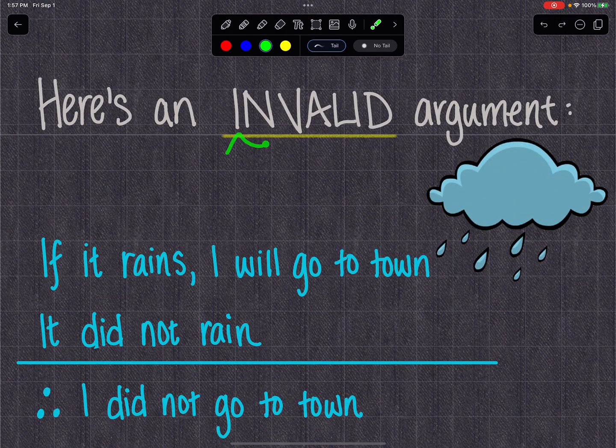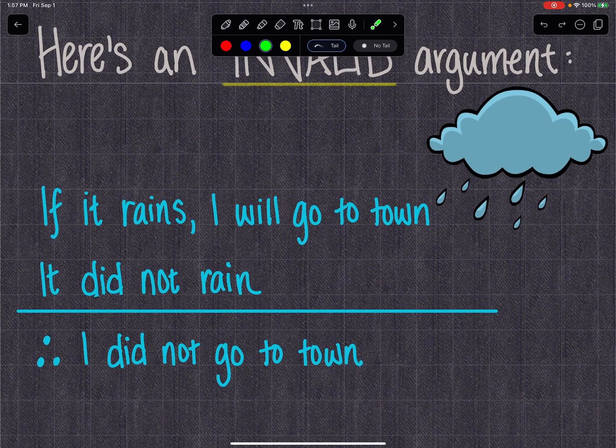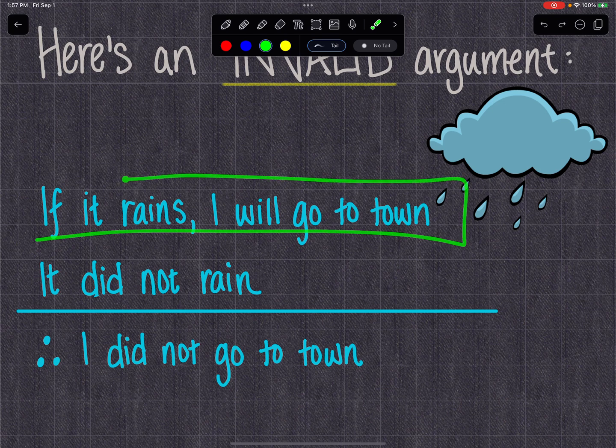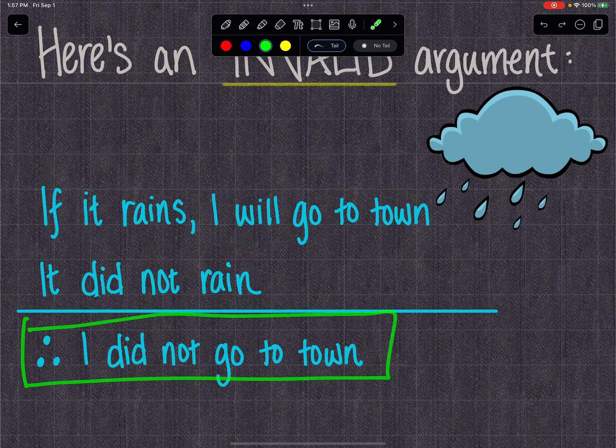Here's an example of an invalid argument. So I'm going to tell you from the beginning that it's not valid. Here it is. Major premise: if it rains, I will go to town. The minor premise is it did not rain. Therefore, I did not go to town.